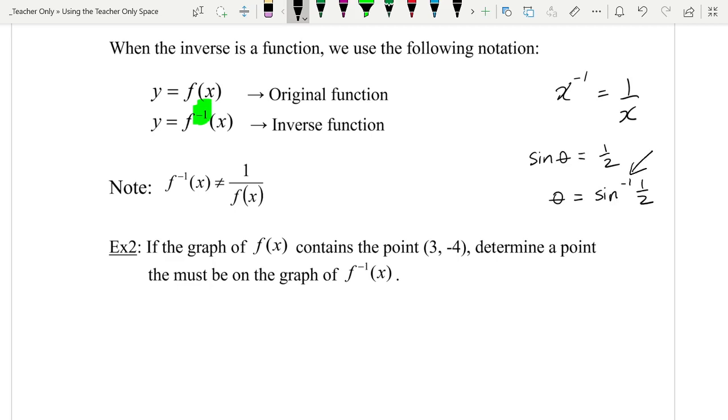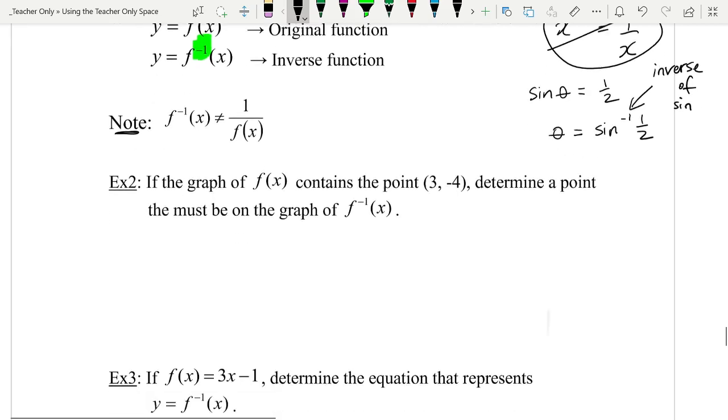So remember that? Inverse of sine. You are not taking a sine and putting it as 1 over sine. You are not reciprocaling it. You are not doing the same thing here that you'd be doing there. That's not what the symbol means. So this is an important note. That is not taking the reciprocal of a function.